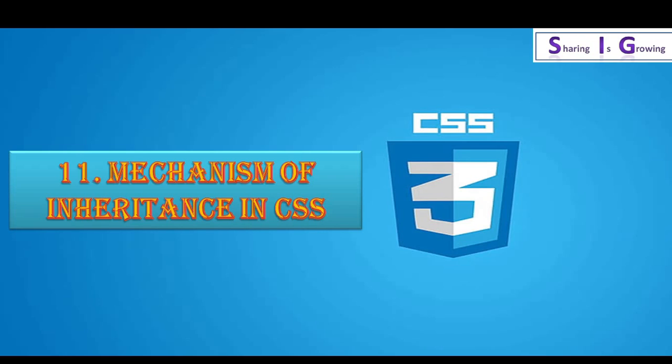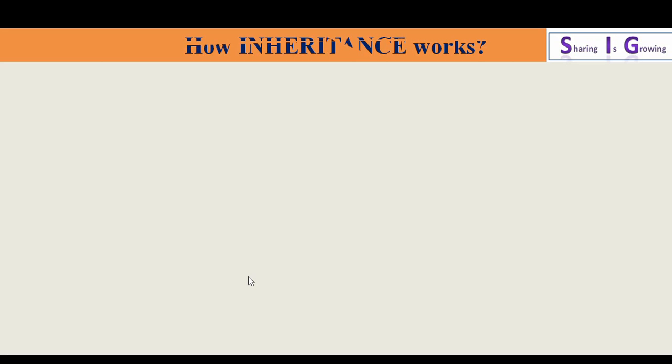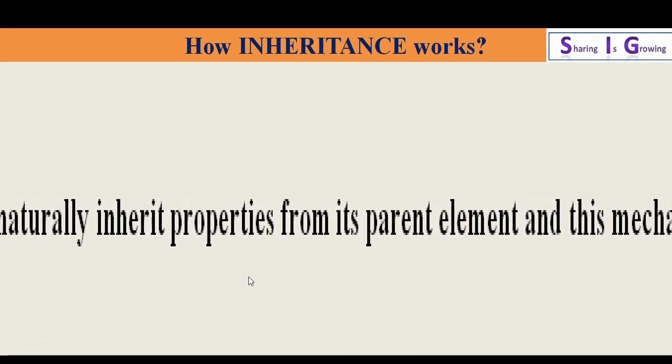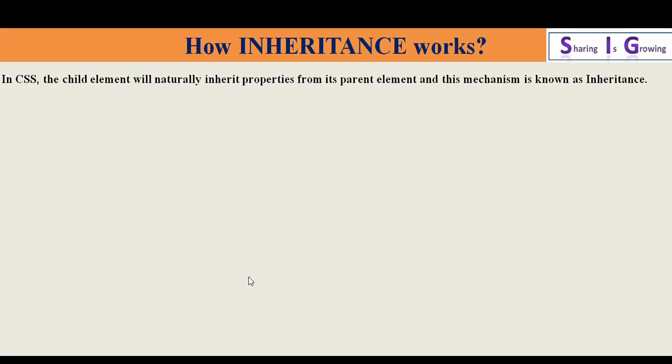Let me proceed further into the topic. Generally, how does inheritance work in CSS? The mechanism of inheritance applies to every element in CSS because we need to acquire the properties from the parent element if there is no value for our child elements, right? That is the general concept of inheritance. That means in CSS, the child element will naturally inherit properties from its parent element, and that mechanism of acquiring the properties from the parent element is nothing but the inheritance concept.